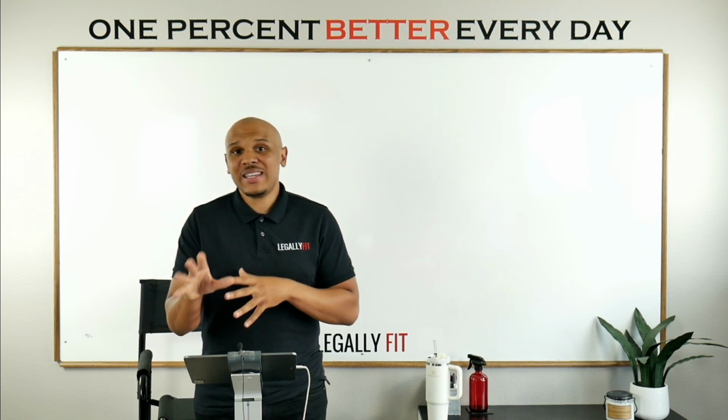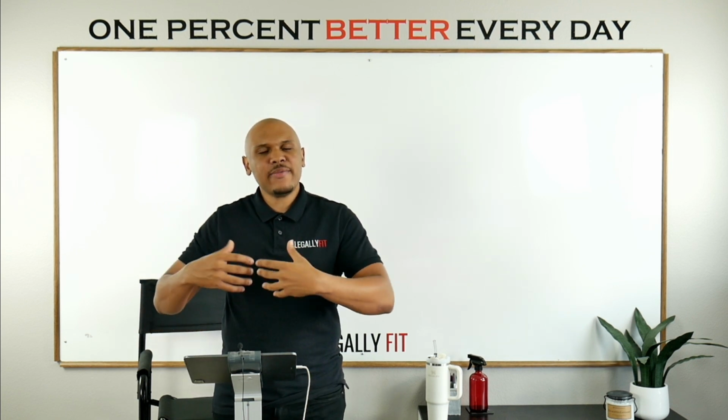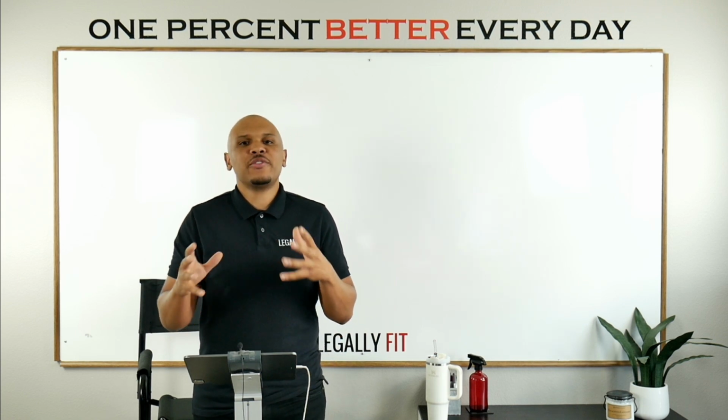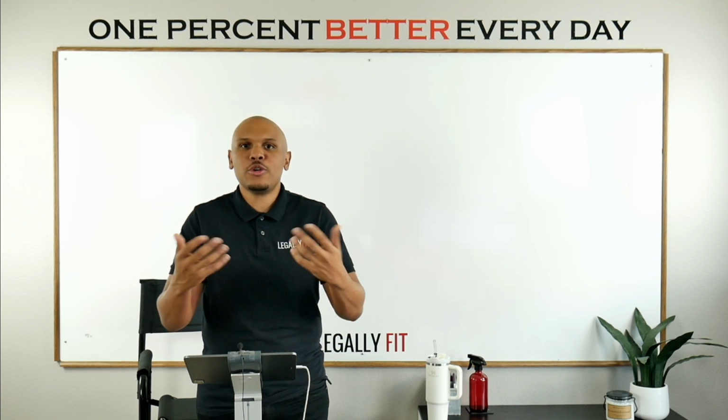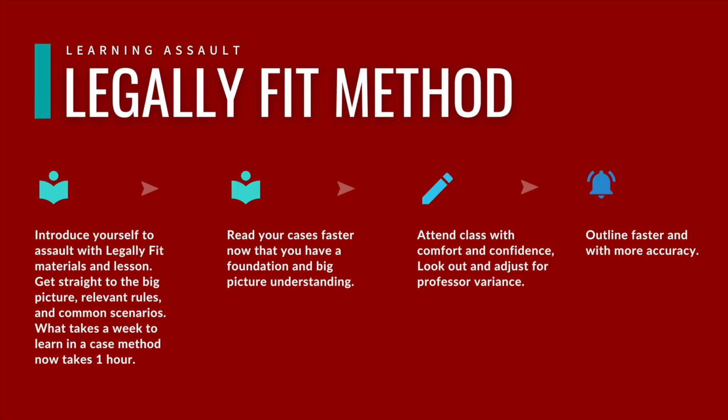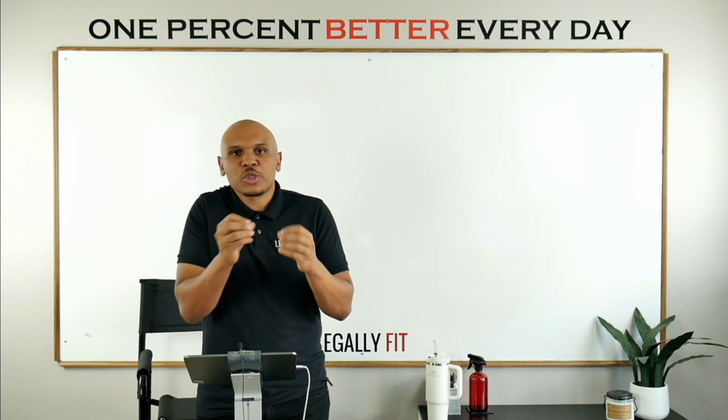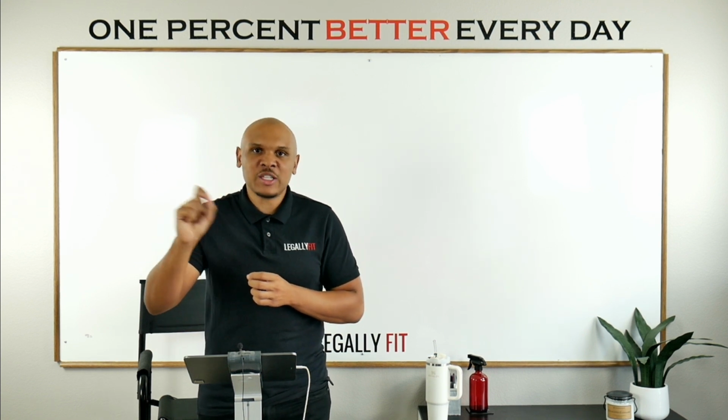Now, when you do attend class, one thing that's important is I've given you this pre-made chair. The one thing you have to do is just look out for professor variance. So for all those that have used Legally Fit materials, you know what this is. You're going to class and it's like, oh, for assault, my professor maybe added this one rule. Or they subtracted this one rule, or maybe they just added this one little small variation. So you just make these small changes.